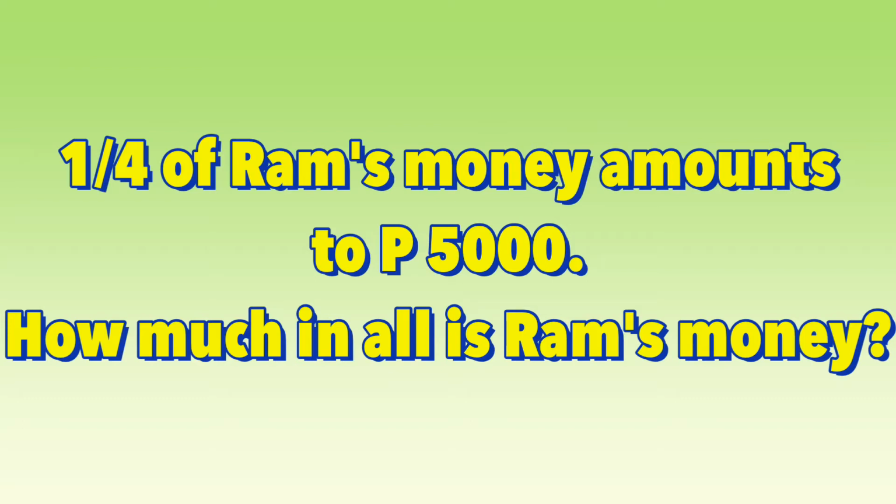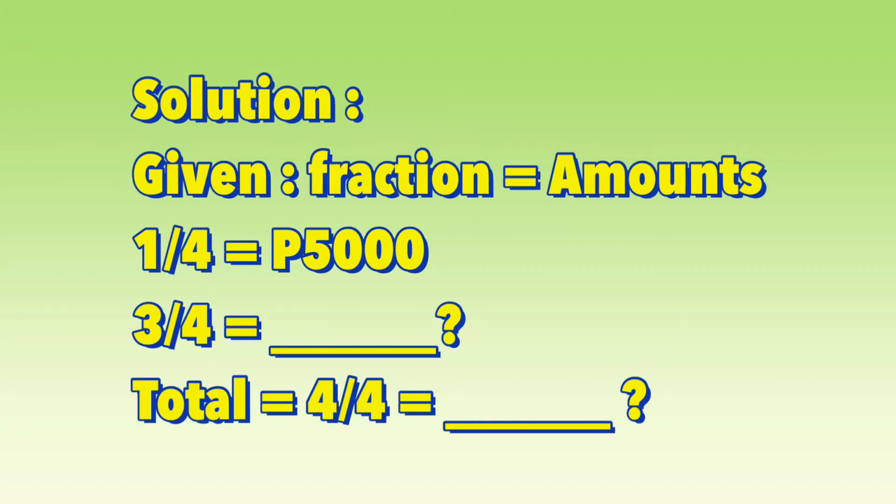Okay, we have our solution. We have to pick up the given, and we will make 2 columns, 1 for the fraction and 1 for the amount. The given fraction is 1/4, which is equivalent to 5,000. And then the problem is asking for how much Ram's money is in all. So it's asking for 4/4, and 3/4 is the hidden question.